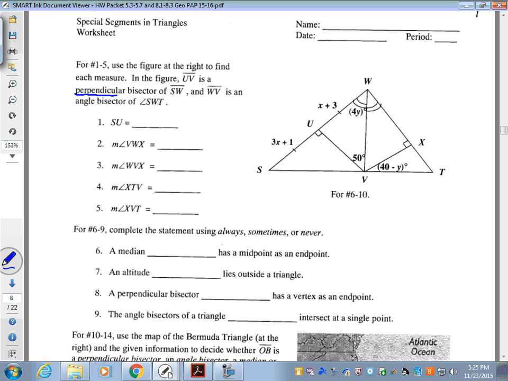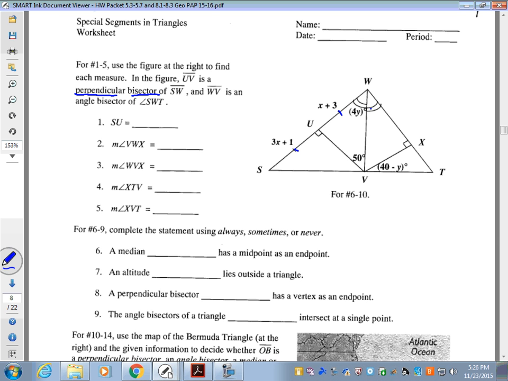Here, the keyword is perpendicular bisector. So they're telling us that UV is a perpendicular bisector. They put the tick marks in here to show you that. And then we also have what these markings here show, an angle bisector.